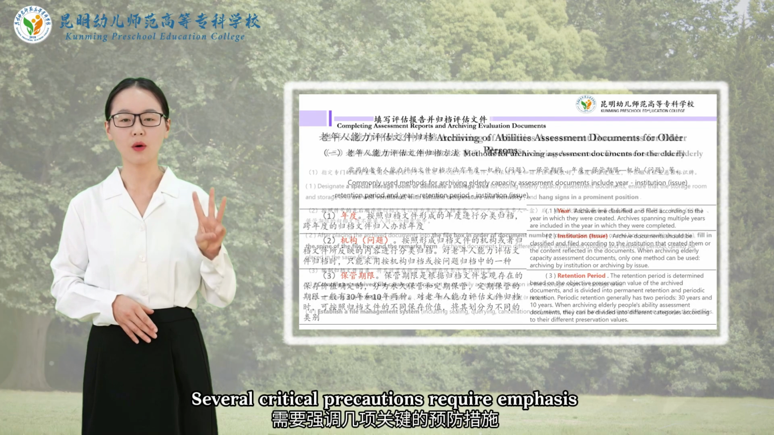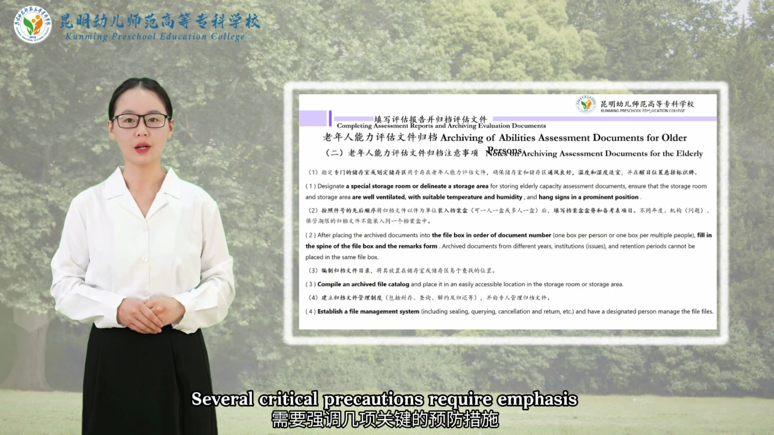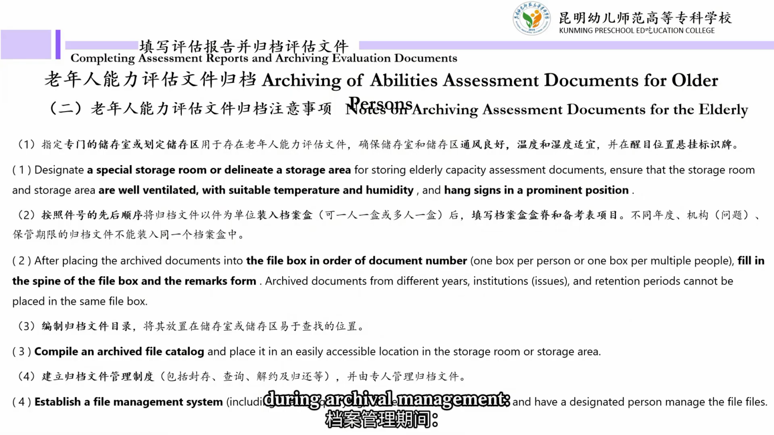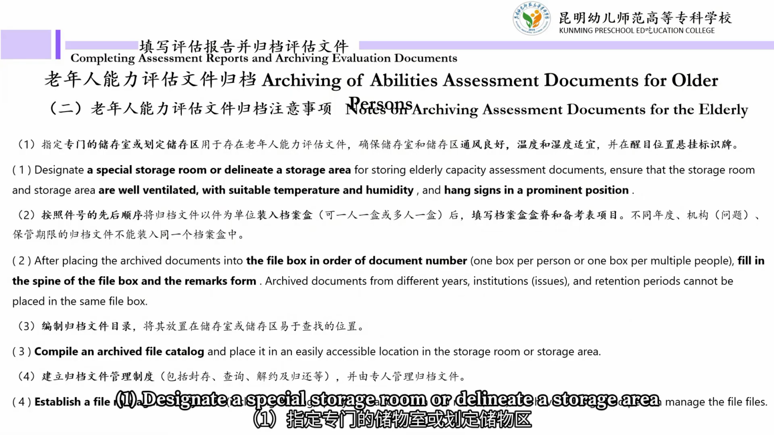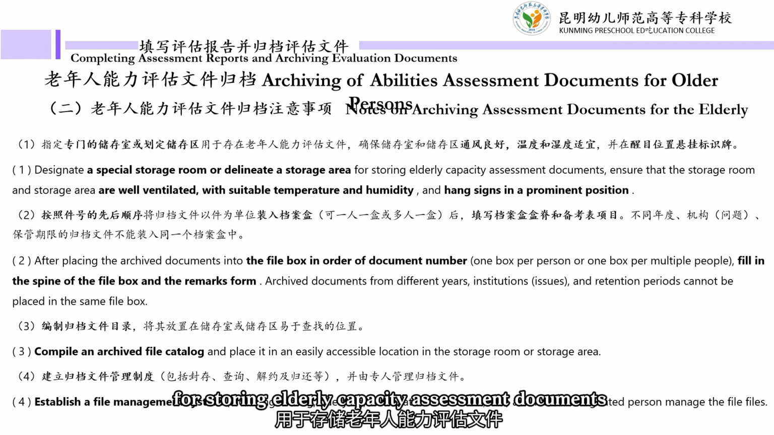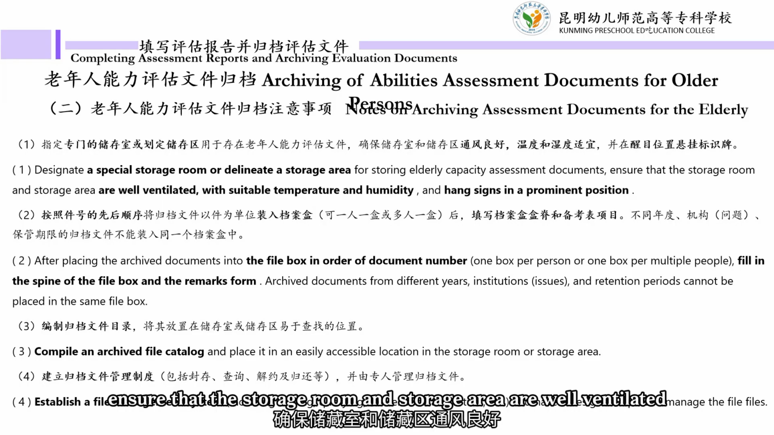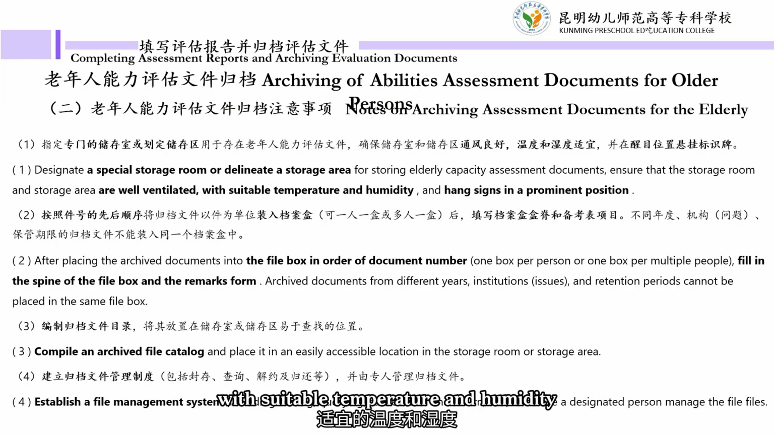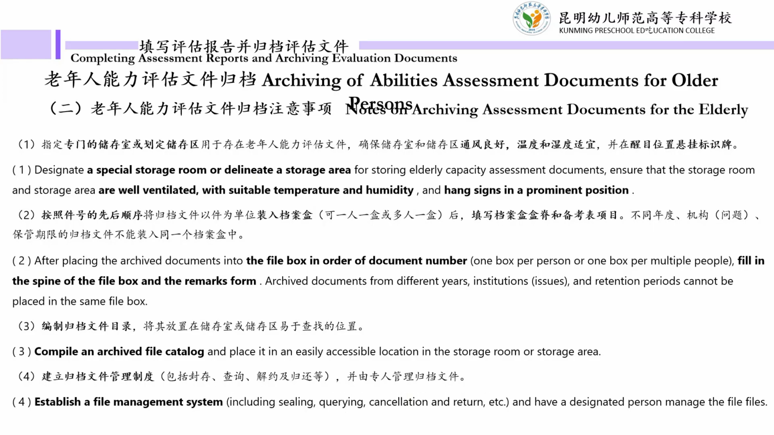Several critical precautions require emphasis during archival management. 1. Designate a special storage room or delineate a storage area for storing elderly capacity assessment documents. Ensure that the storage room and storage area are well ventilated with suitable temperature and humidity, and hang signs in a prominent position.